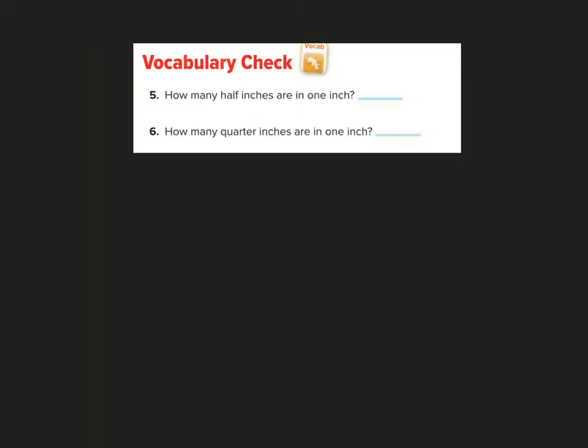Vocabulary check. How many 1/2 inches are in 1 inch? There are 2, right? How many 1/4 inches are in 1 inch? So we have 1/4, 1/2, 3/4, and then the whole inch. So there are 4. Notice 1/4 inches, there are 4; 1/2 inches, there are 2, right? We're kind of looking at that denominator to see how many pieces are in the whole, like we've learned with fractions.